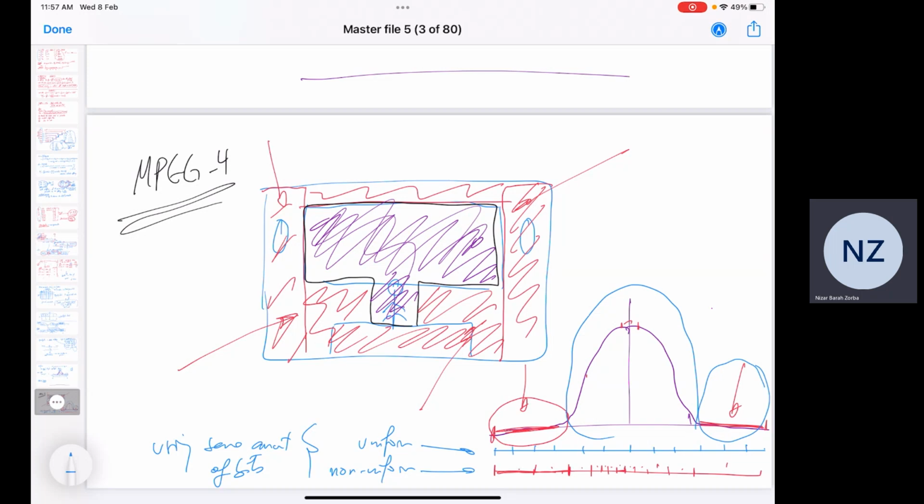Both of them are using exactly the same number of quantization levels. So the cost is the same, the required data rate is the same, the consumed bits are the same. Good. What is different is that the non-uniform quantization is capturing the important part more than the uniform one.